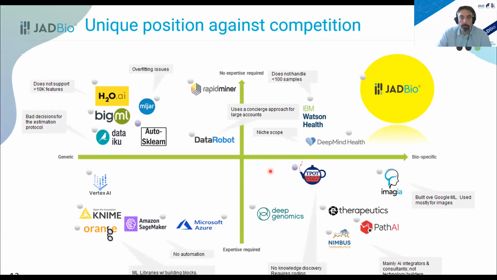Actually, you need to map the landscape. There are many competitors, direct competitors, and many alternative products. But if you map them on two axes, how much expertise is required to do an analysis, can you do it even if you have no machine learning knowledge, and how specific they are, whether they can run on molecular data, I think we covered a gap in a niche market.